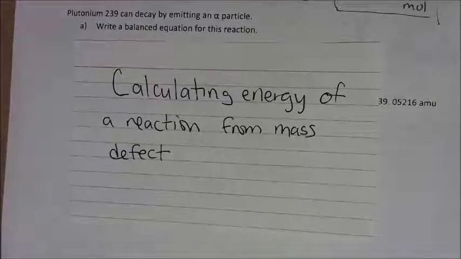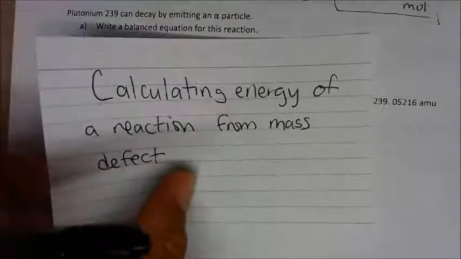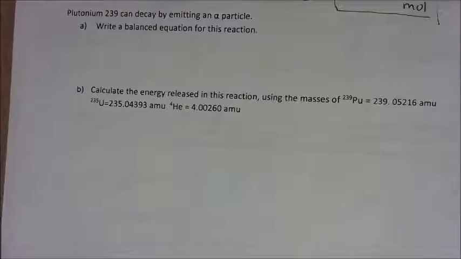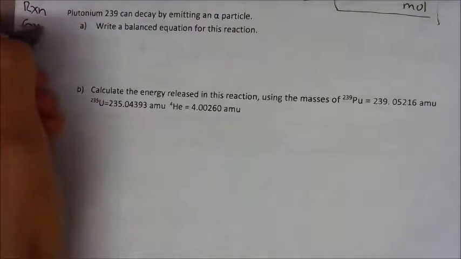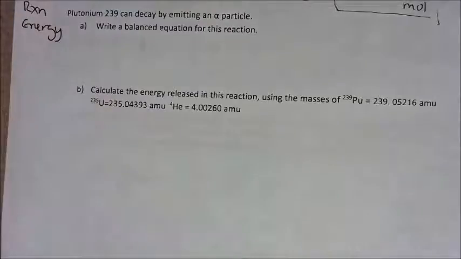This video will provide an overview of calculating the energy of a reaction from mass defect, completing our notes from class. We talked about the use of mass defect to calculate the binding energy of an atom. It can also be used to calculate the energy of a reaction, specifically a nuclear decay reaction, such as plutonium-239 decaying.